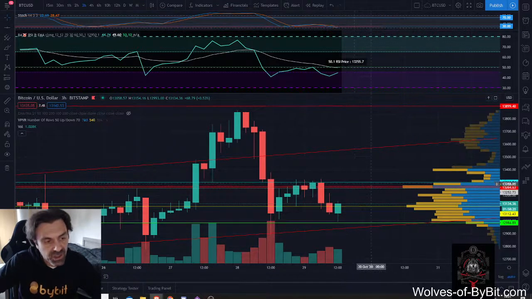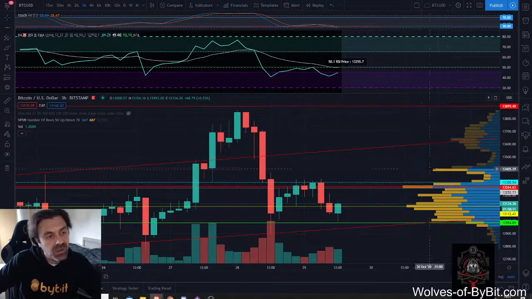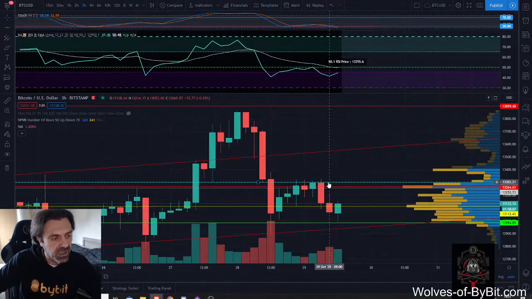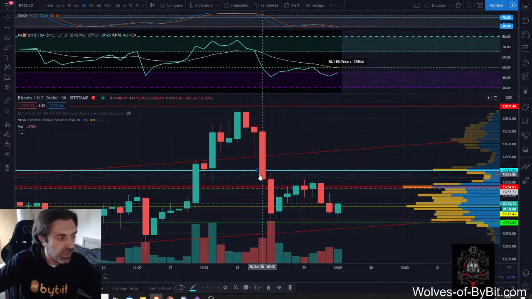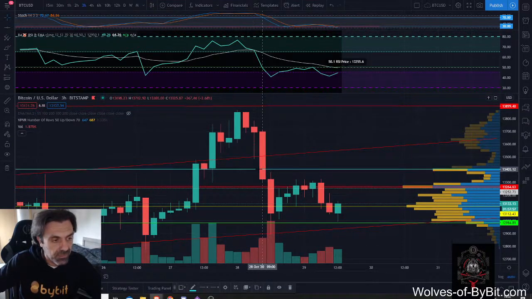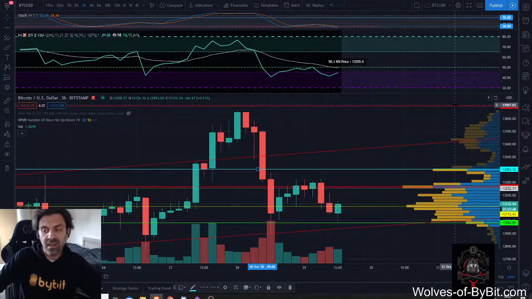But this being such a narrow area, I'm pretty sure if we start to break through the red line, which is this larger volume node, I'm expecting more of a touch of this zone here. So we're going to move this back up again, which is the 13,400 area, and maybe then have a little bit of ranging, touch down here or here, and then go back higher.